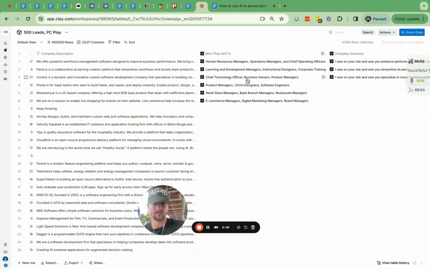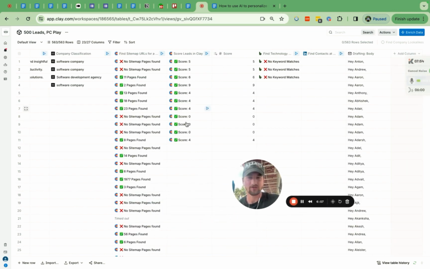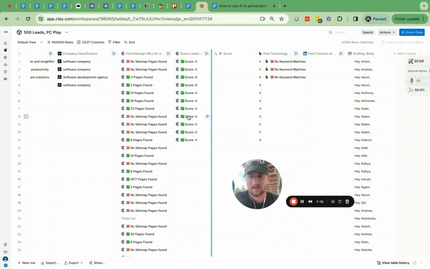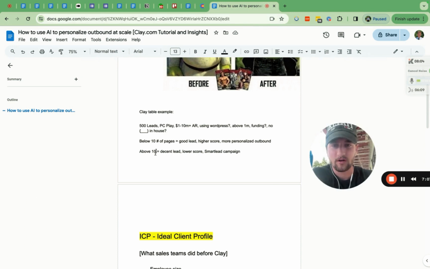If they sell to a very specific type of job title, they get a higher number. And these higher numbers essentially mean that you send a more personalized outreach to them, because they obviously fit your criteria a lot better than somebody who does not fit it, but is also a pretty good lead. So what we're doing with this company is essentially, if they're above, not a 10, but above like a 6, 7, or 8, they get sent.